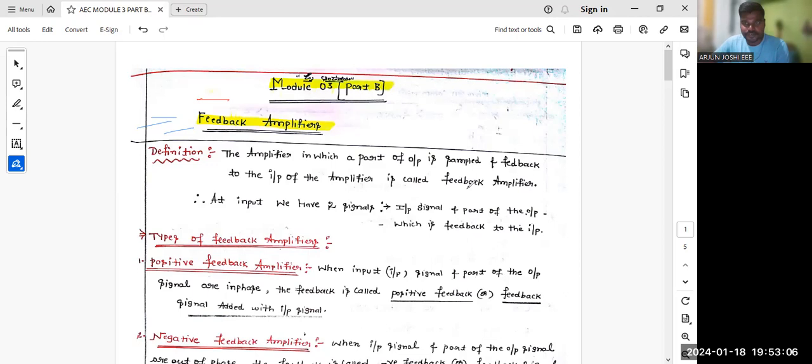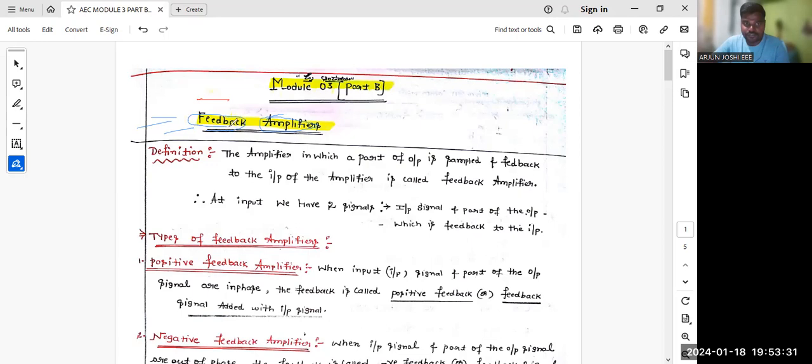Now let's begin with module 3 part B of our analog electronic circuits. The subject code is BEE-303. The module 3 part B title is feedback amplifiers. We actually discussed amplifiers in module 2 and module 3. Here we are going to discuss feedback amplifiers.